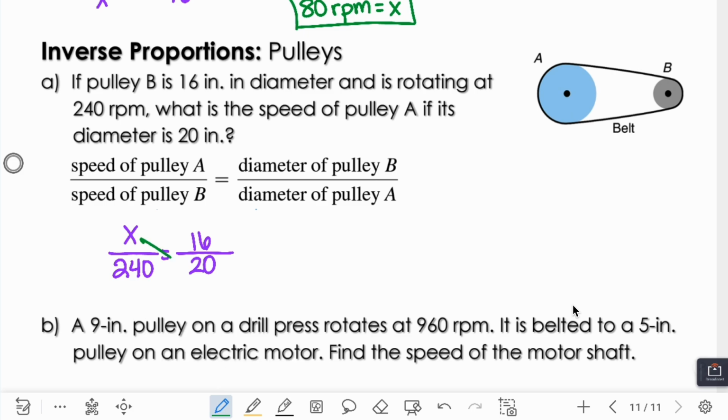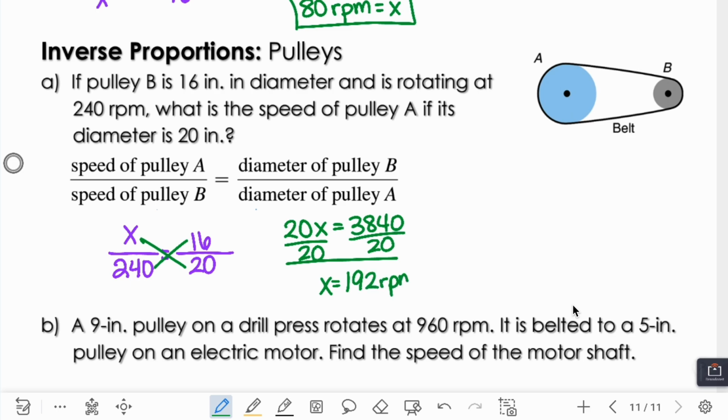Okay, so cross products are equal. We have 20x equals 240 times 16, which is 3,840. We divide by 20. That's about 192 RPMs because we were once again looking for speed. So it's in RPMs.